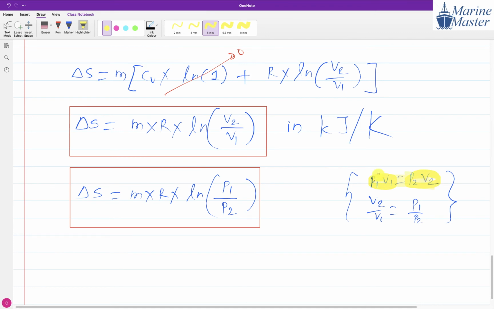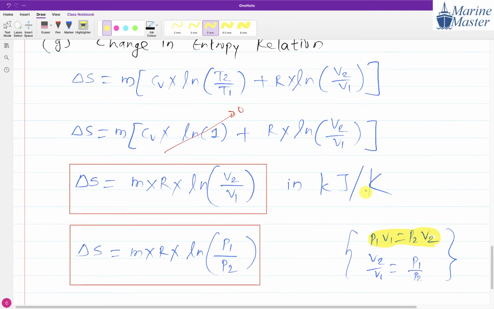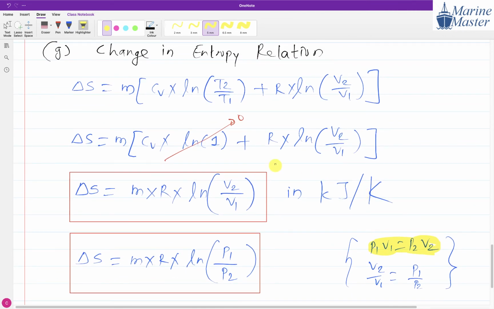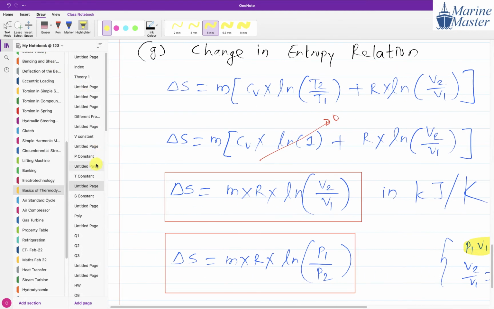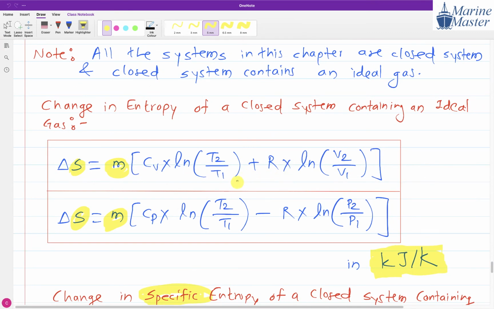Sir, maybe I have committed a mistake, like the change of entropy of a closed system containing an ideal gas. There delta S. Okay, one minute, I am coming back to that relation. Okay, this is the relation that you are talking about. It is P2 by P1, no? ln of P2 by P1. Minus ln of P2 by P1. But here we have a minus, no?